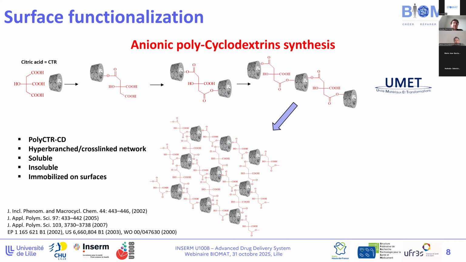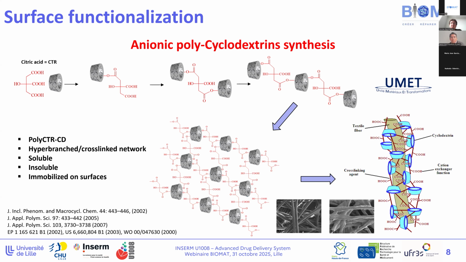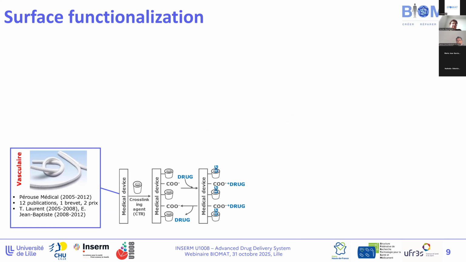The polymer of cyclodextrin is a hyperbranched and cross-linked network. We can have a soluble and insoluble polymer of cyclodextrin, and this polymer can interact with a drug by hydrophobic interaction in the cavity of cyclodextrin, or with electrostatic interaction with the carboxylate group of the polymer. And we develop a process to fix the polymer of cyclodextrin on fiber in this example, but in many medical devices, as you can see on this slide.